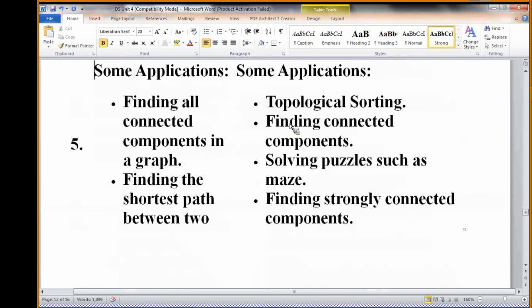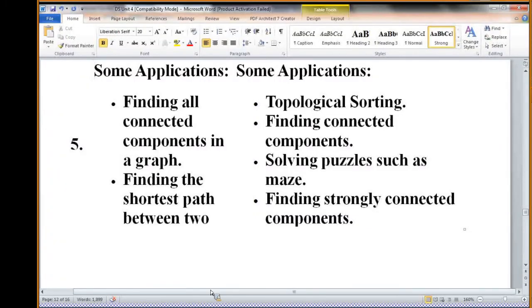So these are the applications on the left side for BFS, and on the right side the applications are for DFS. Topological sorting: computer networks, all LAN, WAN, topological sorting will be done very easily using the DFS technique. And whether they are strongly connected or not, all these things come under this category. Please note down applications of BFS and DFS.